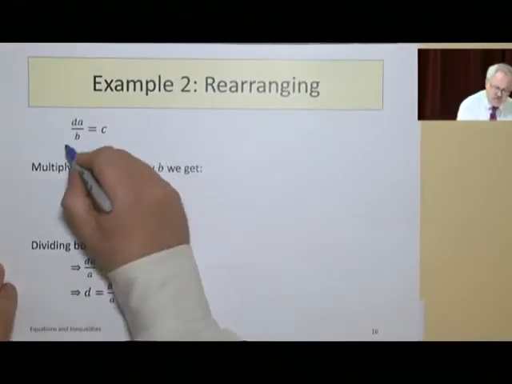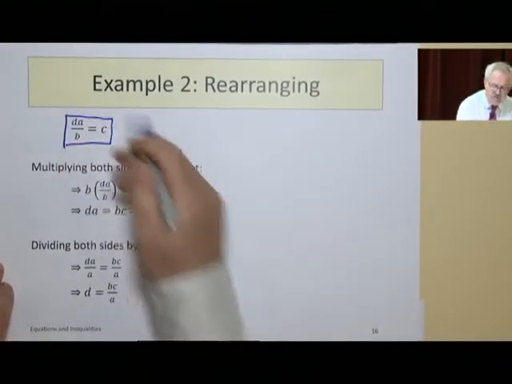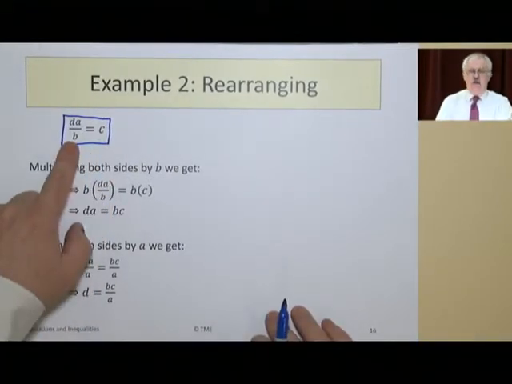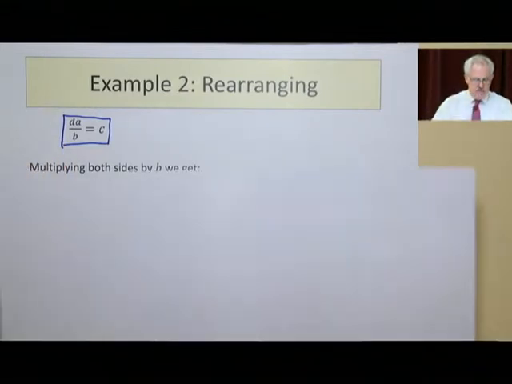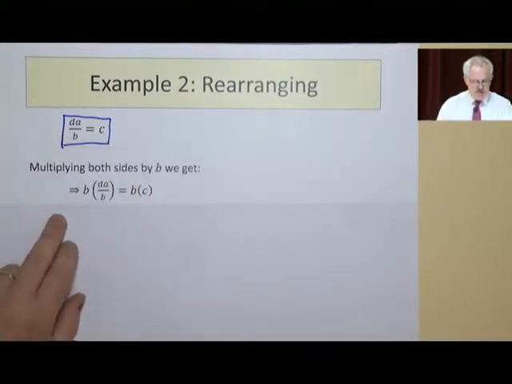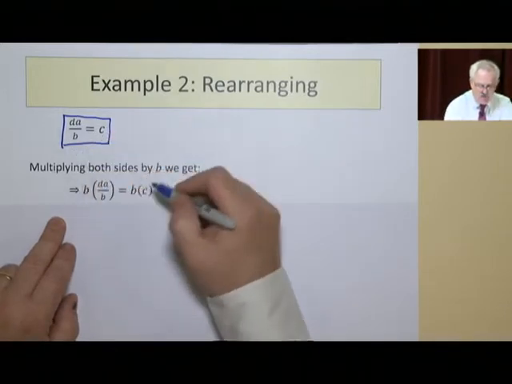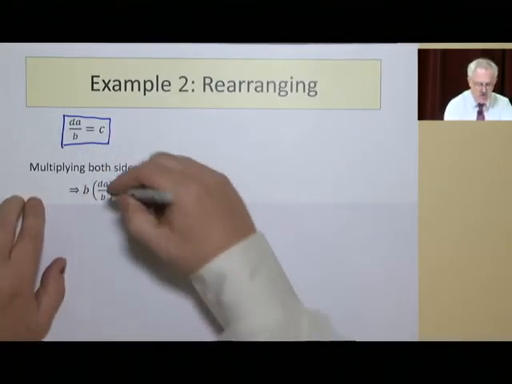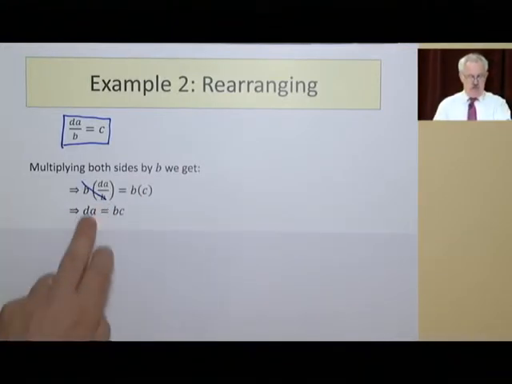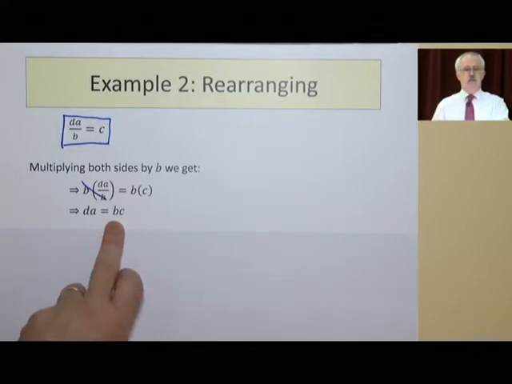This is what I was left with from the previous slide. DA over B is C. But now, I don't like B on the bottom particularly. That's a divider. So I'm going to multiply by B on both sides. So B times DA over B is B times C. And the reason I did that was to get rid of the B on the bottom. Now I've got DA as BC.